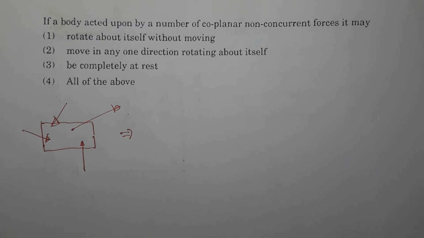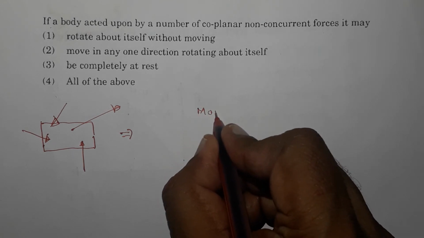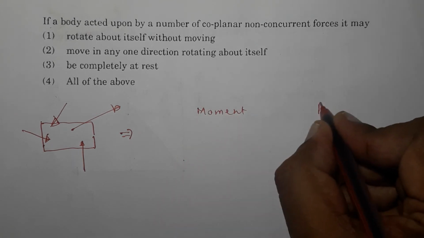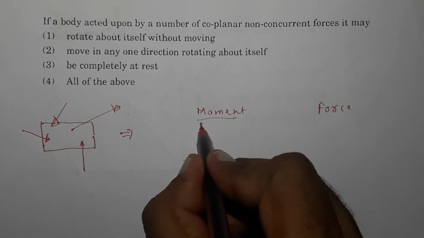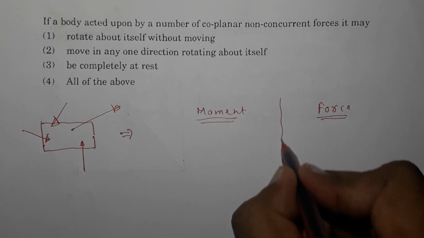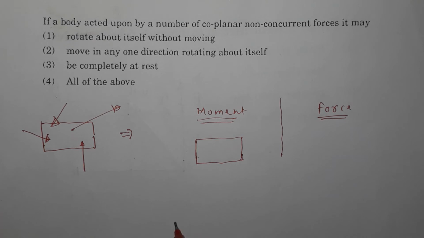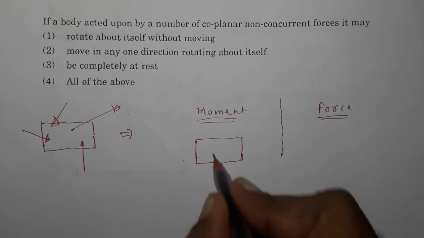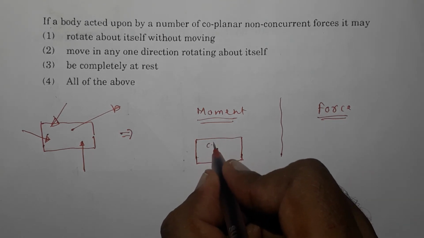Now, in case of such a body which is subjected to a number of coplanar non-concurrent forces, the resultant may be a moment or it may be a force. So the resultant of such a force system may be a moment or it may be a force. If the resultant of non-concurrent forces is a moment, again in order to check the dynamic response of a body, we will have to consider the position of the center of mass.